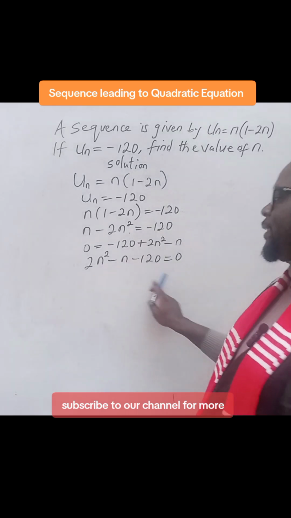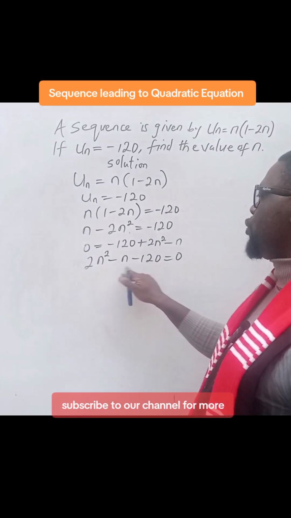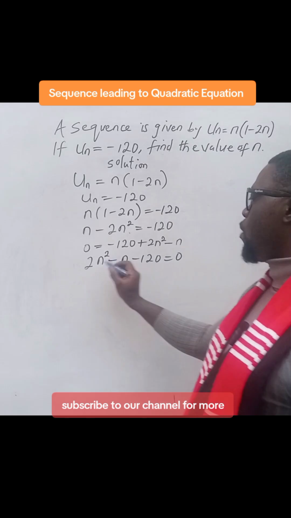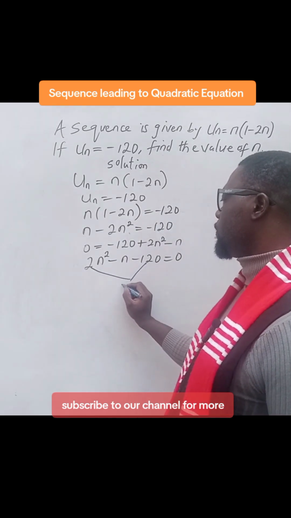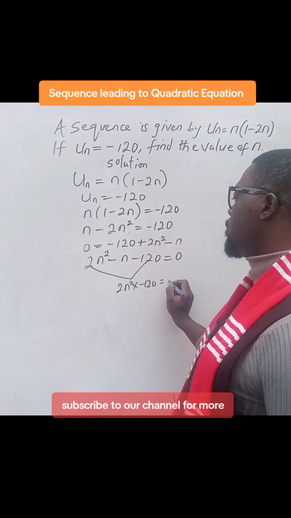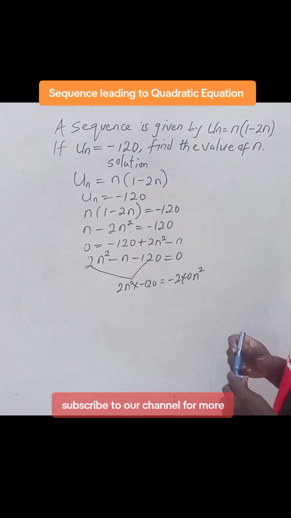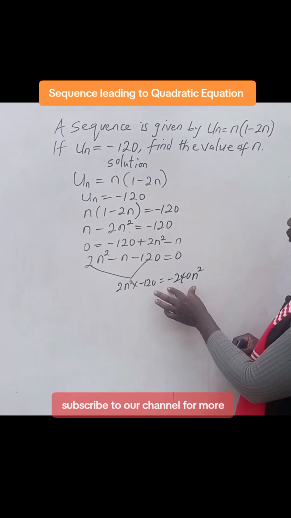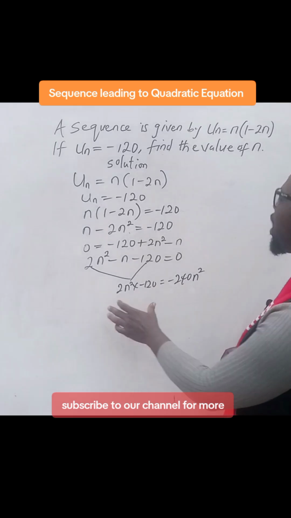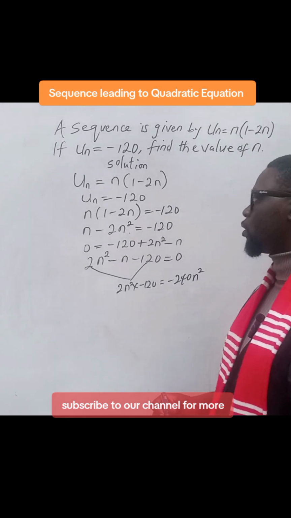So we need to factorize this. So we need two factors that when you multiply them, it will give you minus 240, because first of all, we'll have 2n squared times minus 120 to give us minus 240n squared. So look for two factors, and when you multiply them, it gives you minus 240n squared. When you add them, it will give you minus n.